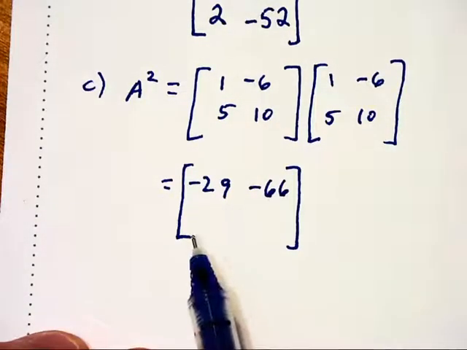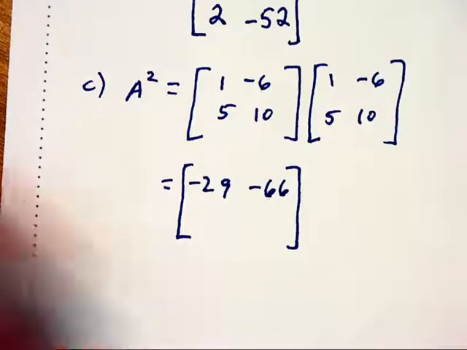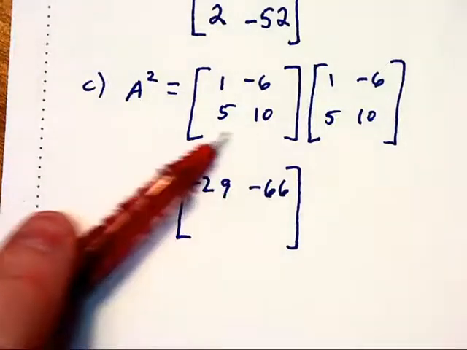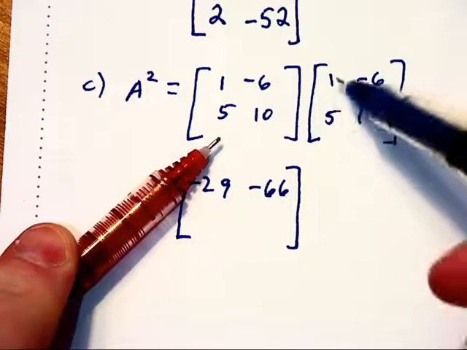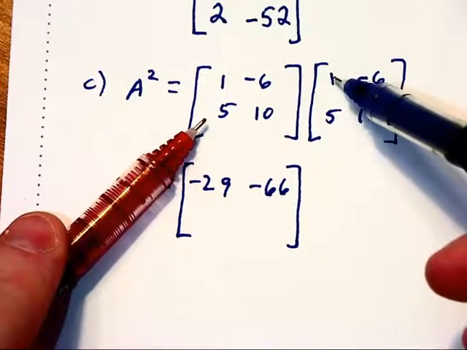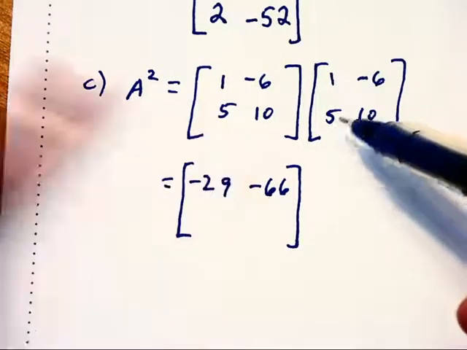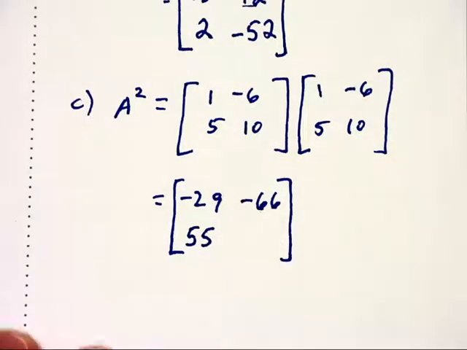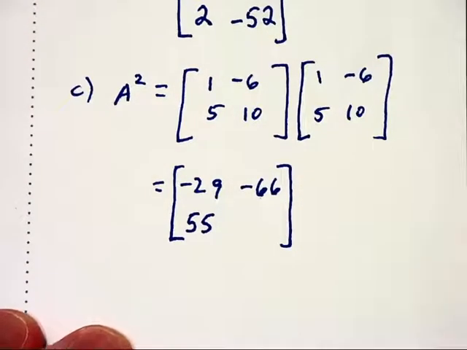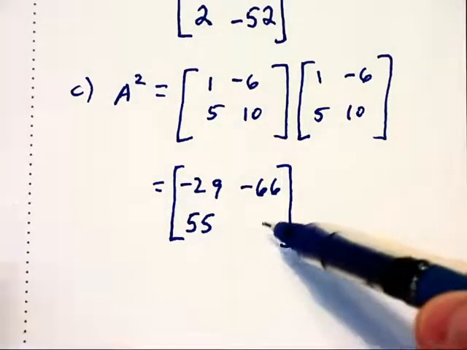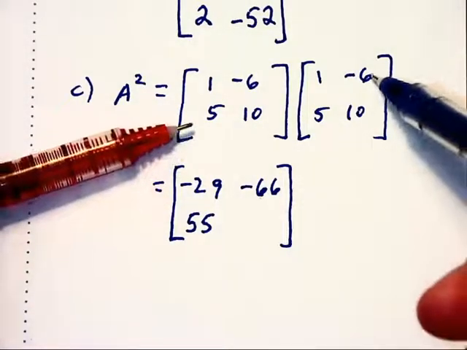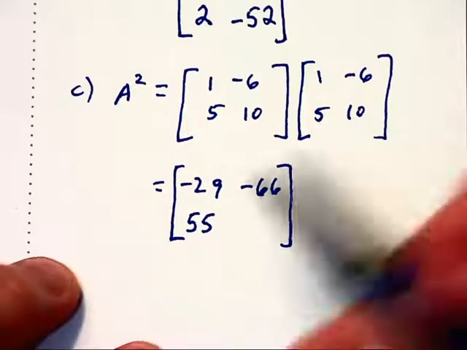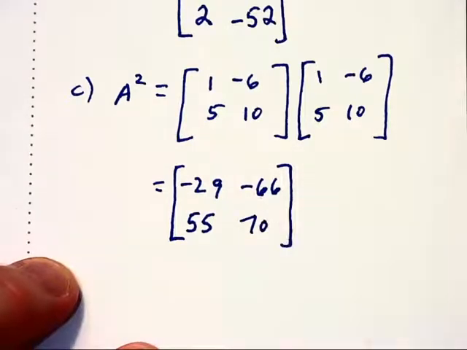Now we move on to row 2, column 1. Row 2 is the 5, 10. Column 1 is the 1, 5. So 5 times 1 is 5. 10 times 5 is 50. So we have 55 in the first column of the second row. And then finally, row 2, column 2, negative 30 plus 100 makes 70. And there's your product.